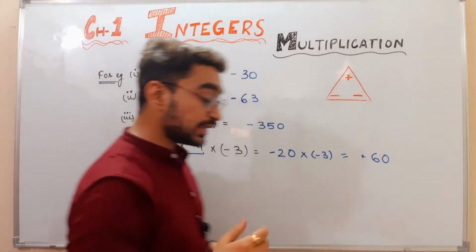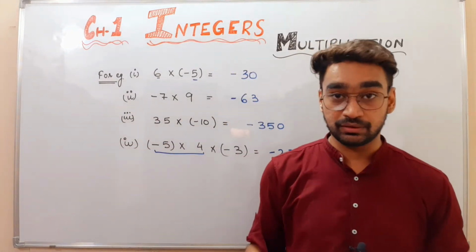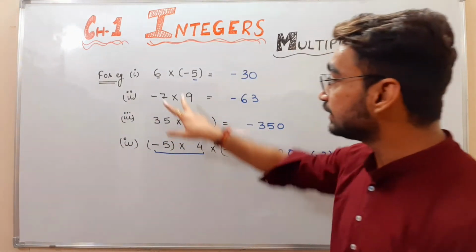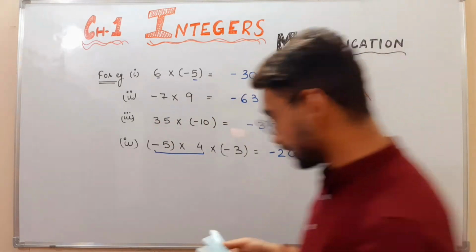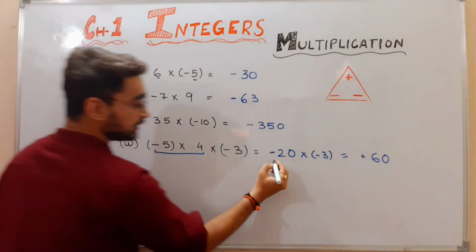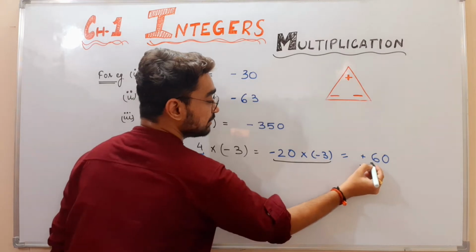I hope you are able to understand how to do it, right? If both numbers are negative, for example, here you can see, if both numbers are negative, the answer will be positive.